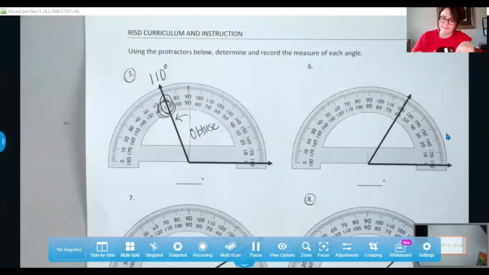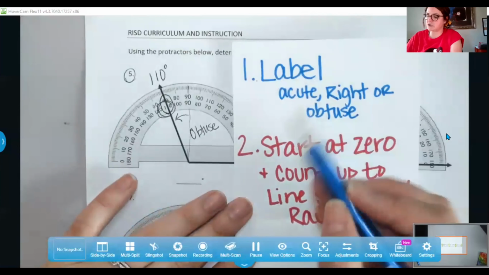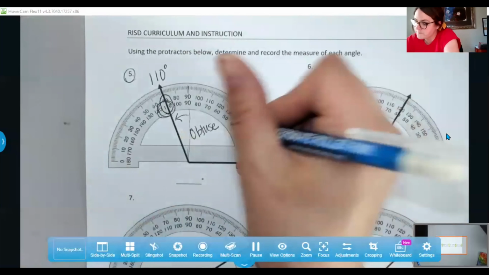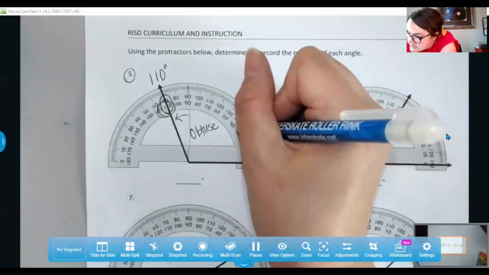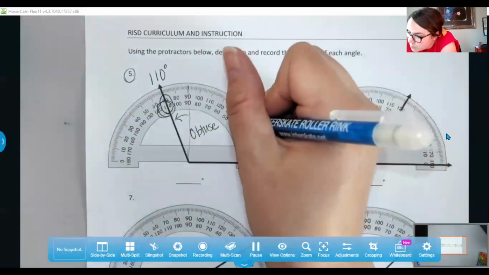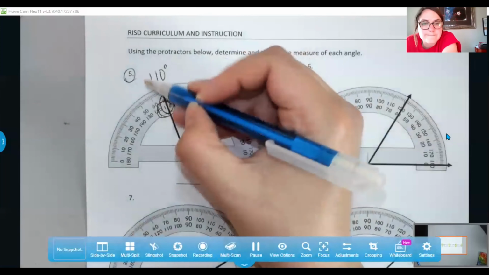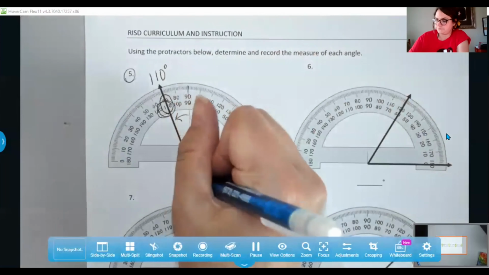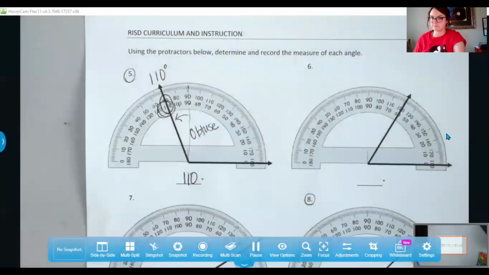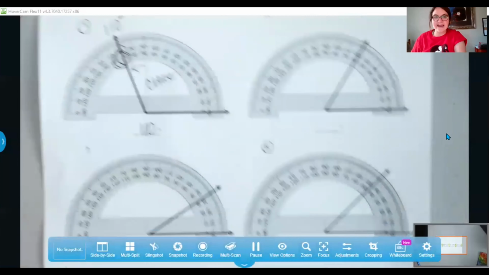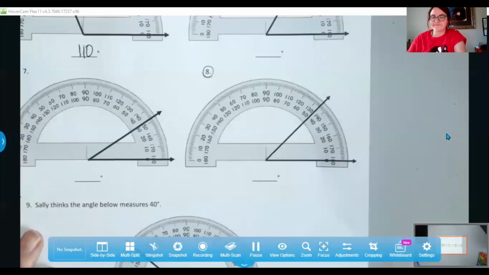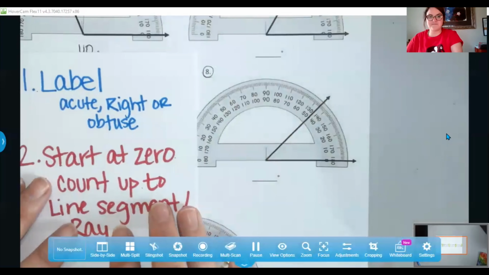But we need to double count to make sure. And notice, I have this on my second step. So start at zero and count up to the line segment or ray, which is this one right here. So here we go. 0, 10, 20, 30, 40, 50, 60, 70, 80, 90, 100, 110. Perfect. That's what we got. For number 8, I'm going to have you try this one without me.